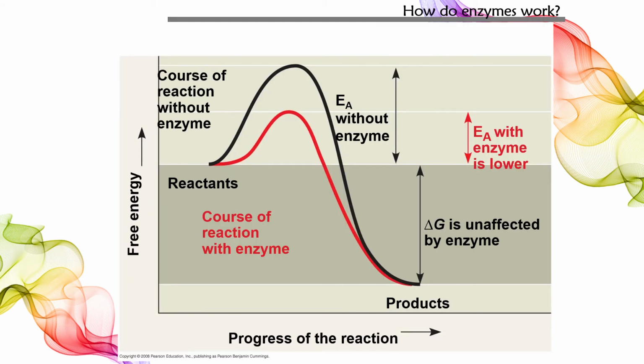Transition state is the unstable condition of reactant molecule that have absorbed sufficient free energy to react. Reactant must absorb enough energy to reach the transition state. The enzyme acts by forming an unstable enzyme-substrate complex with the substrate. This complex is subsequently transformed into the product with the release of the enzyme.